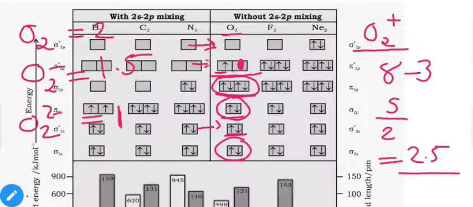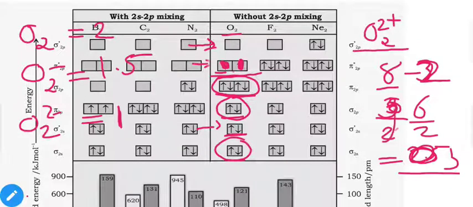Similarly, if you want to find it for O2 2 plus, then we need to remove one more electron from here. So the total number of electrons in bonding orbitals is 8, and in antibonding orbitals it is 2. Sorry, the difference is equal to 6 electrons, and divided by 2, that means the bond order is equal to 3. So O2 2 plus has a bond order equal to 3.